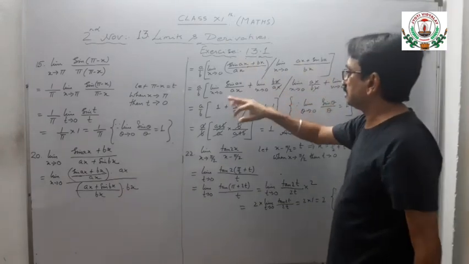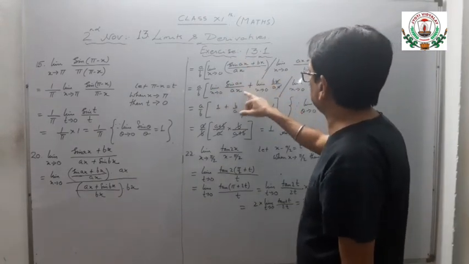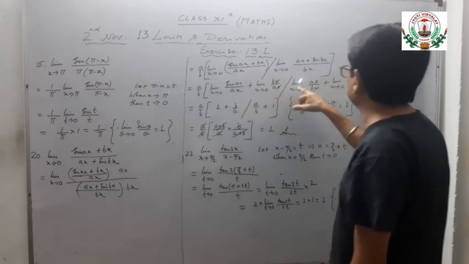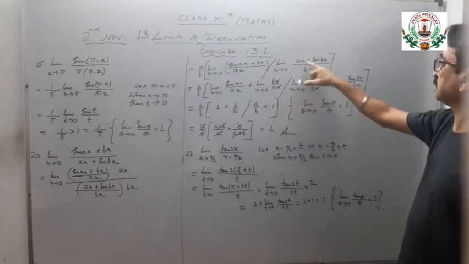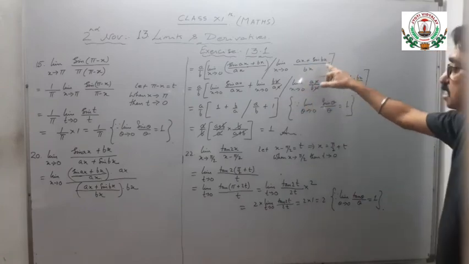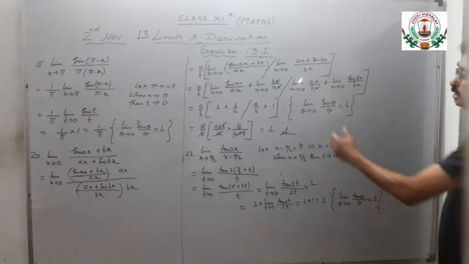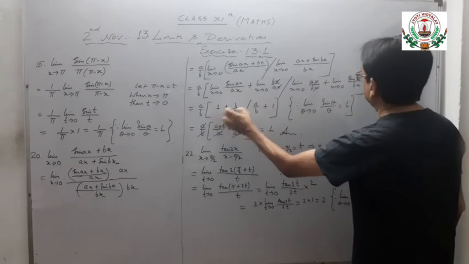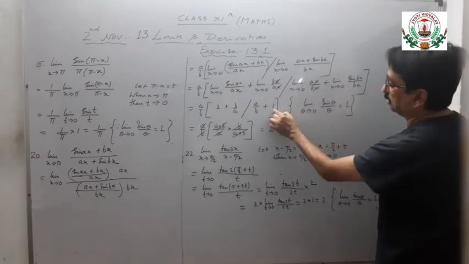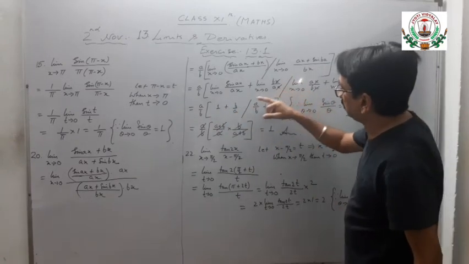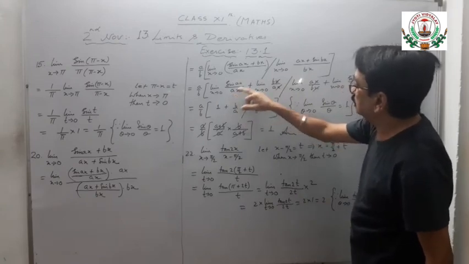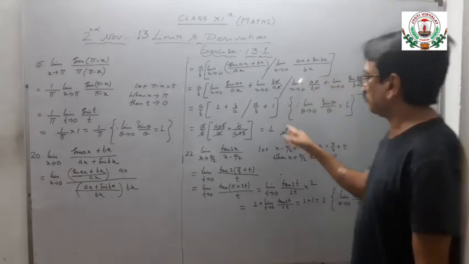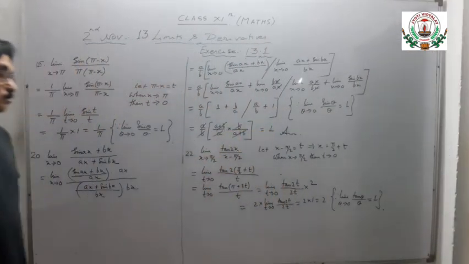Now we will separate it: limit x tends to 0 sin ax upon ax plus limit x tends to 0 bx upon ax, limit x tends to 0 ax upon bx plus limit x tends to 0 sin bx upon bx. As we know that limit theta tends to 0 sin theta by theta is 1, this part will become 1 and this part also will become 1. And this x and x will be cancelled out, we will get b by a, so it becomes 1 plus b by a, and x and x here cancel out, a by b plus 1. After simplification we will get the result is equal to 1.